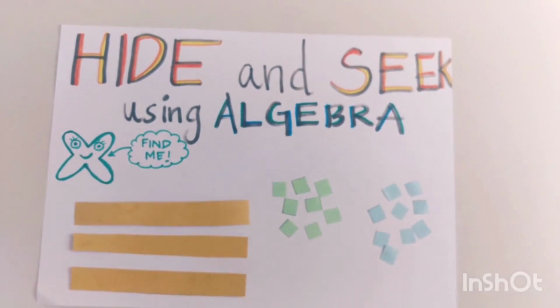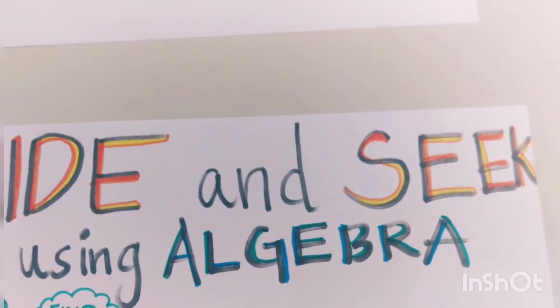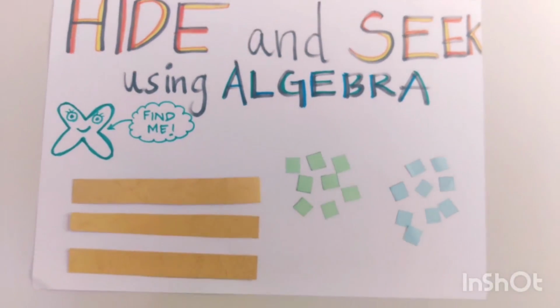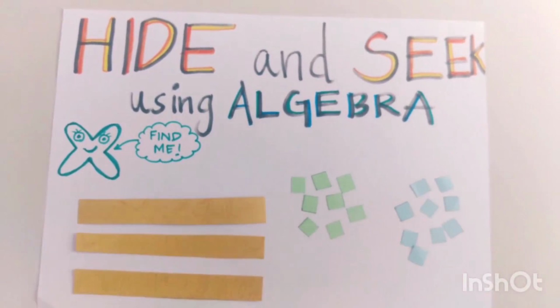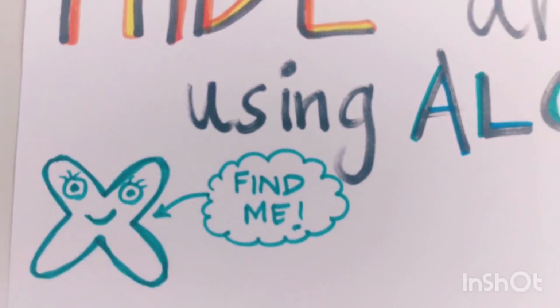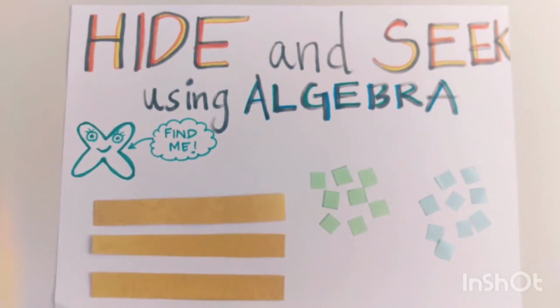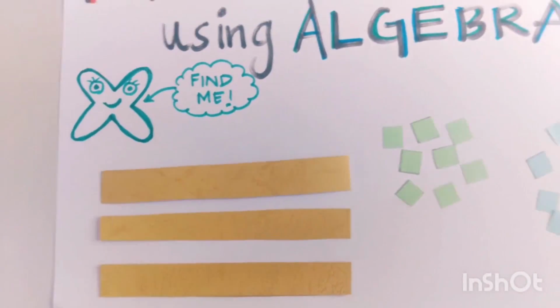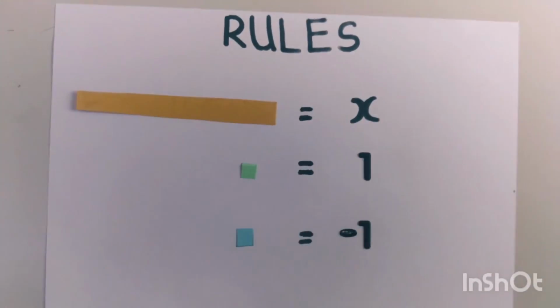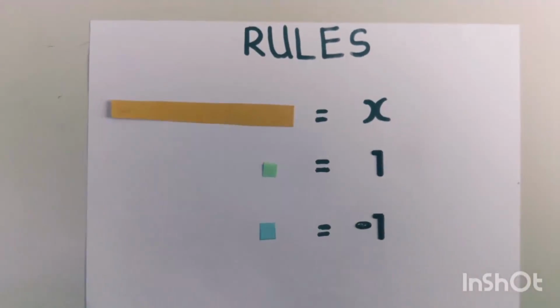You know what the game is? It is hide and seek. In hide and seek, you usually find a person who is hidden. Here, we are going to find a number which is hidden in x. All you need to play this game is a few rectangles and a few two-colored squares. Now, we are going to see the rules to play this game.